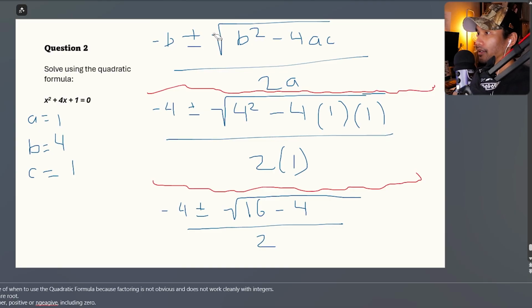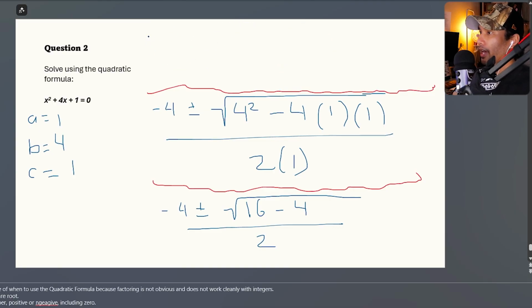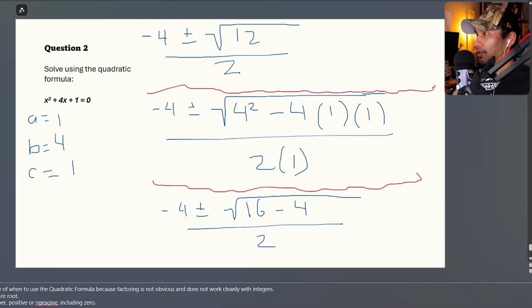Okay. And let's just start erasing. And then we have negative 4 plus minus. What is 16 minus 4? That equals 12, and then divide by 2. Now with this 12, it's not a perfect square. And what I have to do over here is simplify the square root.